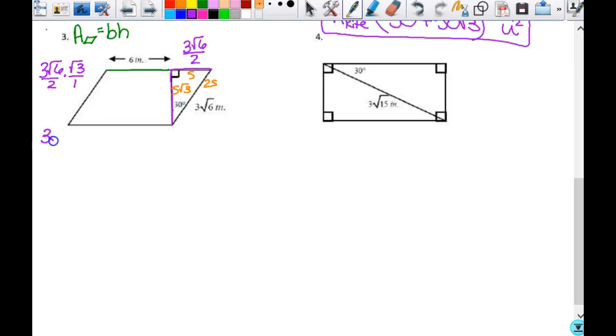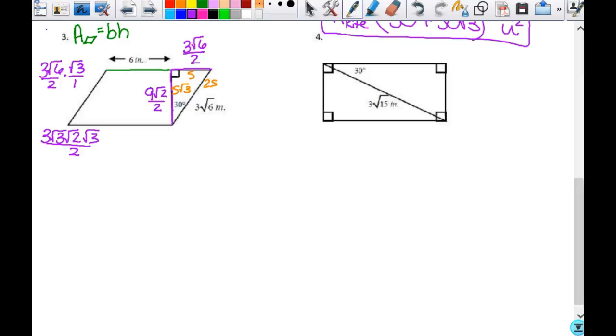Write that down. It's 3 square root of 3 times the square root of 2, because that's where the square root of 6 comes from, times the square root of 3 all over 2. So then this gives me a 3 times 3. That's going to give me 9 square root of 2 over 2. Everybody okay with that?